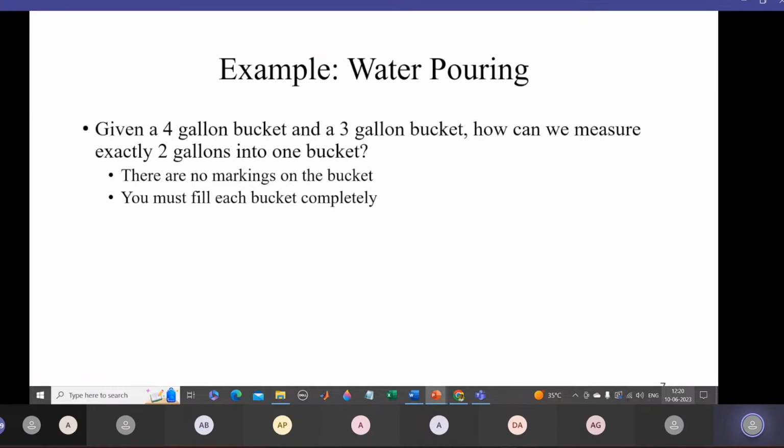That is the question. You can take that. Anybody could answer. Ma'am, first we can fill the 3-gallon bucket and we can pour that into the 4-gallon bucket. And after then we can fill the 3-gallon bucket and fill the 4-gallon bucket, and the 3-gallon bucket will have two water.